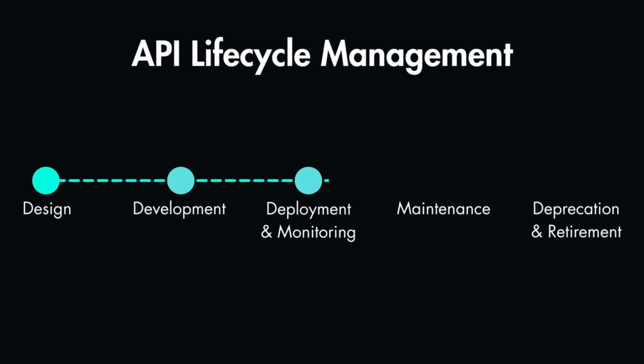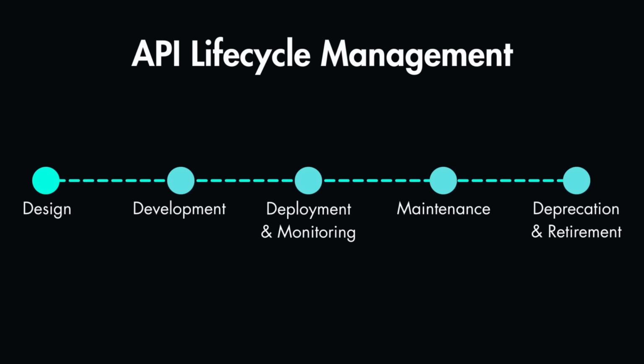When it comes to lifecycle management of APIs, it starts with the design phase, where you design the API, discuss the requirements and the expected outcomes of the API. And only after that you can start the development and maybe local testing of your API. After that you usually deploy and monitor it, so you do some more testing, but now on staging or on production.